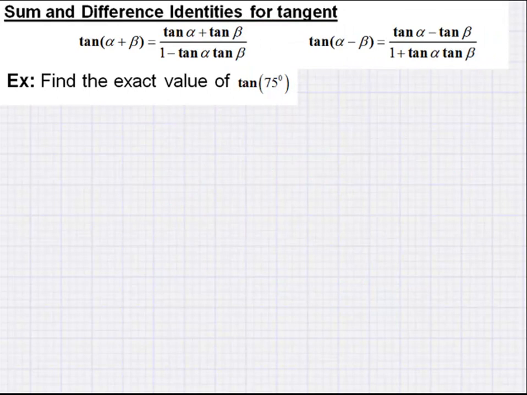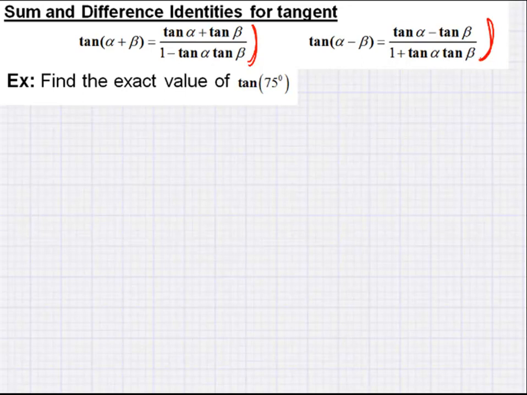And now we have the sum and difference identities for tangent. Well, if we know that tangent is the sine over the cosine, I could take the sum identity for sine, divide it by the sum identity for cosine, and that'll get me the sum identity for tangent. Rather than go through all that, I'm just going to jump to what the answer would be after you simplified it, and this would be your sum identity for tangent, this would be your difference identity for tangent.